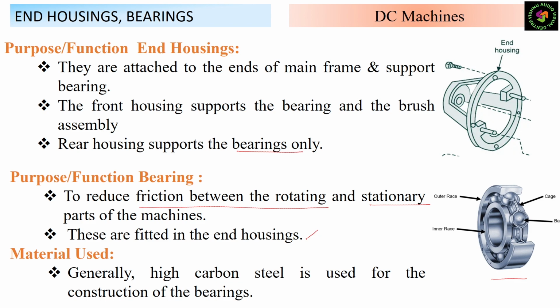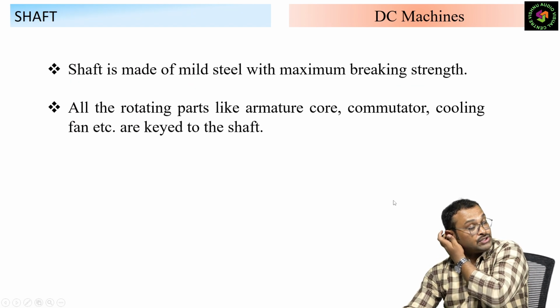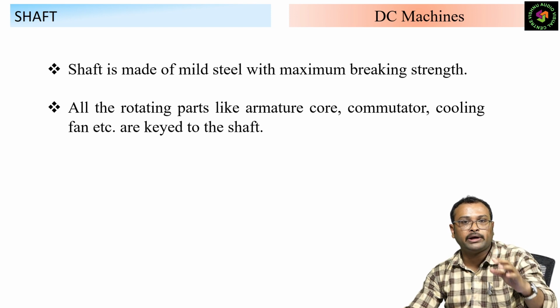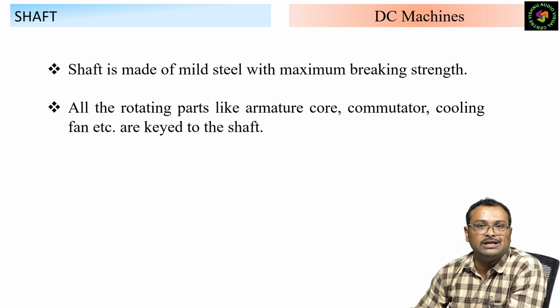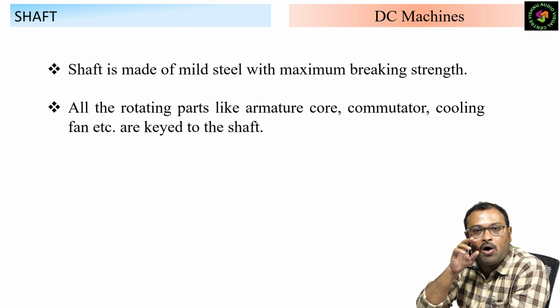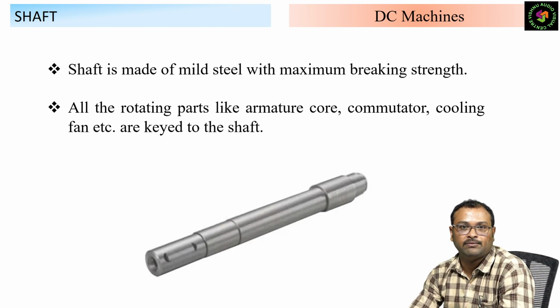The final one, the great one, is the shaft. These all are rotating, so somebody has to give support to them. All the rotating parts are connected to this shaft. The shaft has maximum breaking strength. It should not break at that much speed when it is rotating. So all the rotating parts connect to this one, like armature core, commutators, bearings and everything. And this is made up of mild steel.